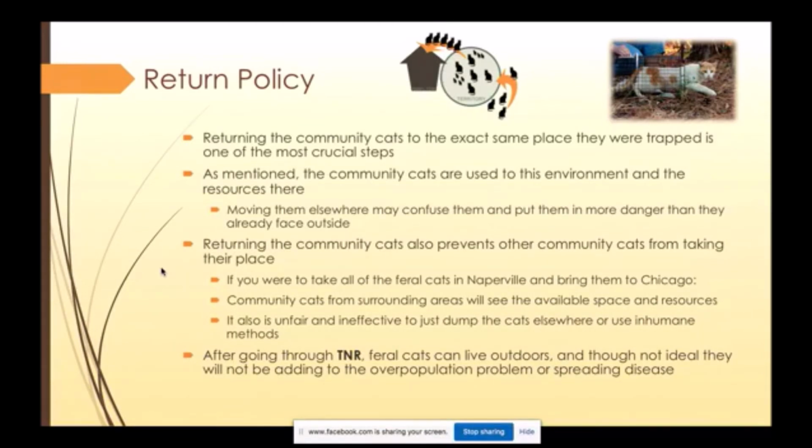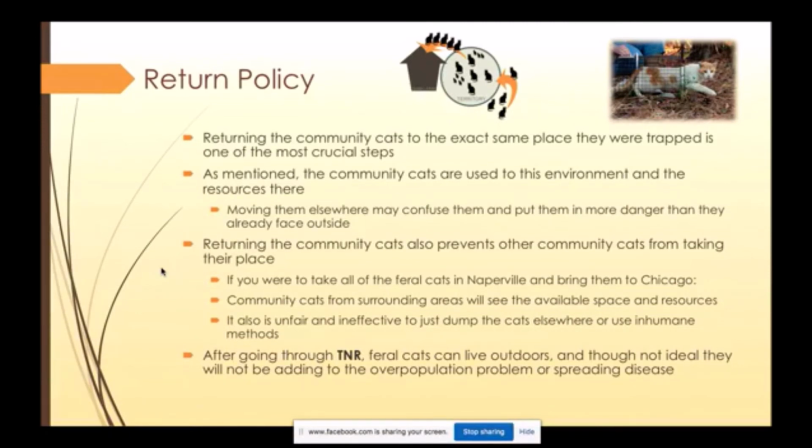The community, this wouldn't solve the problem because community cats from the other surrounding neighborhoods like Downers Grove, Plainfield, Aurora, they would start to see, hey, there's no cats in Naperville, so why don't I go eat the food? There's plenty of food and plenty of space over there. So cats from surrounding areas will always take advantage of those resources if the other cats that were there are just simply removed. And also, it's obviously unfair and ineffective to just take those cats and dump them in Chicago.